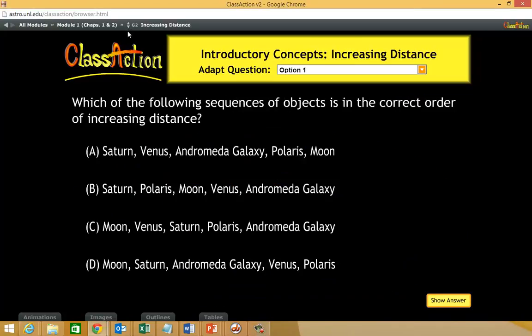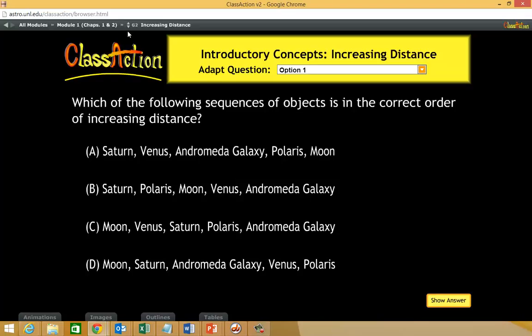Read this one and come up with your answer. Now here we're looking for the objects in order of increasing distance, and so we have to think, well, what's closest? And we look at all these different options.